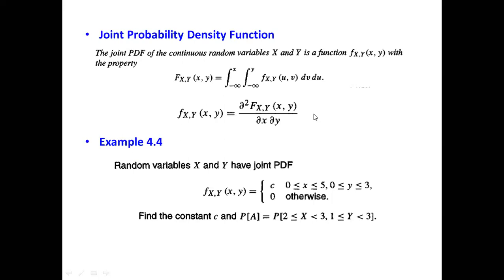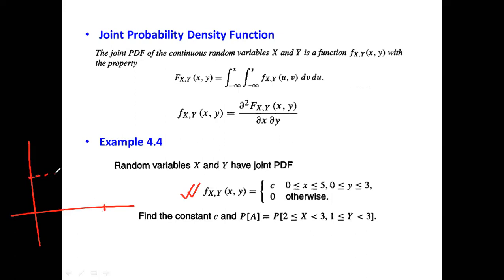Random variables X and Y have a joint PDF like this. Okay, a joint PDF like this we can understand. This is the joint PDF, and that is C between that. So look at the drawing. If I want to draw this one, 0 to 5 and then 0 to 3.